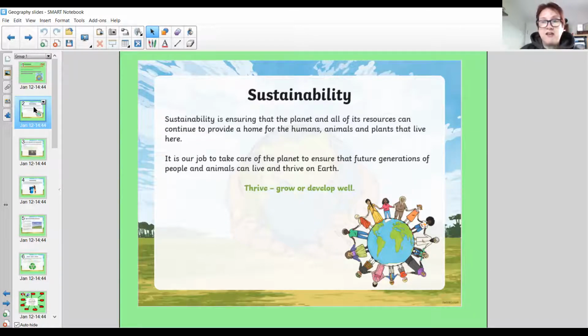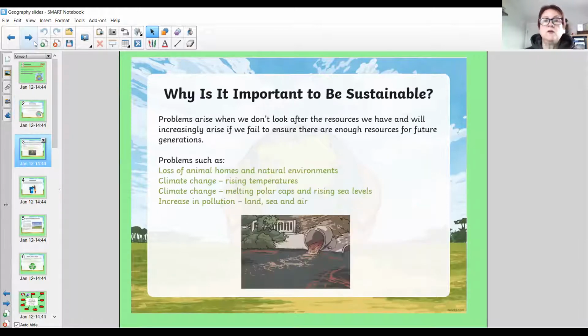And we've all seen everything in the news about lots of different effects that are happening across the world: global warming, the ice caps melting, temperature changes. All these things that we hear on the news are linked to our planet and ensuring that it can survive into the future. So why is it important to be sustainable?